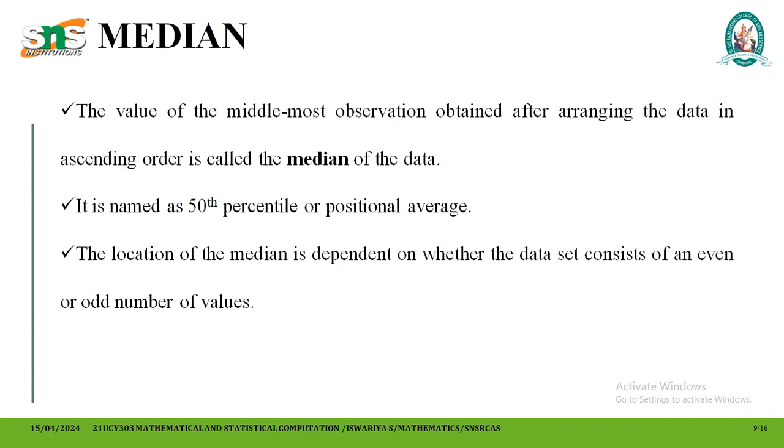So next we are going to see the median. First we are going to see what a median is. The value of the middlemost observation obtained after arranging the data in ascending order is called the median of the data. It is also named the 50th percentile or positional average. The location of the median depends on whether the dataset consists of an even or odd number of values.